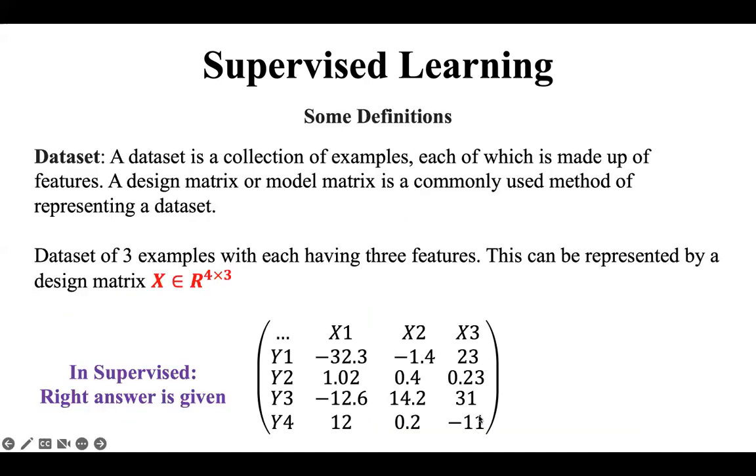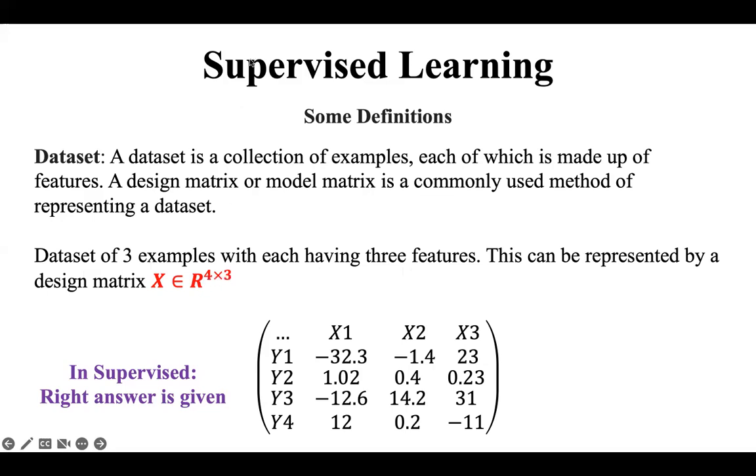So let's have some definitions. A data set is a collection of examples, each of which is made of features. A design matrix or model matrix is a commonly used method for representing a data set. For example, imagine that you have a data set of four examples, each having three features. This can be represented by a design matrix which has a dimension of R^(4×3).